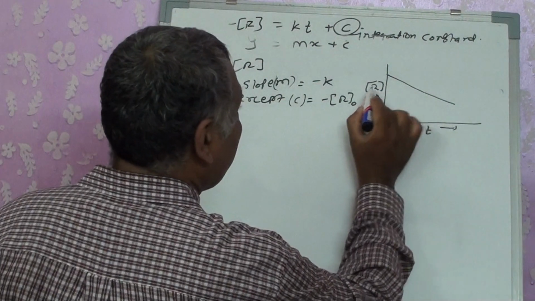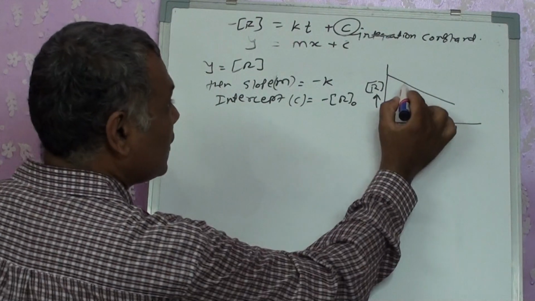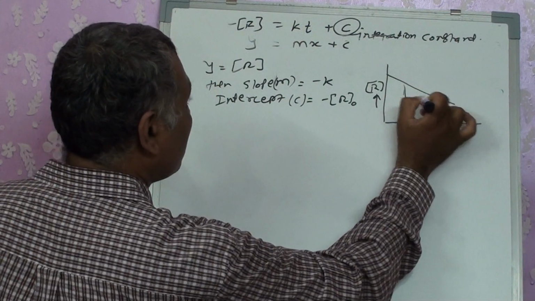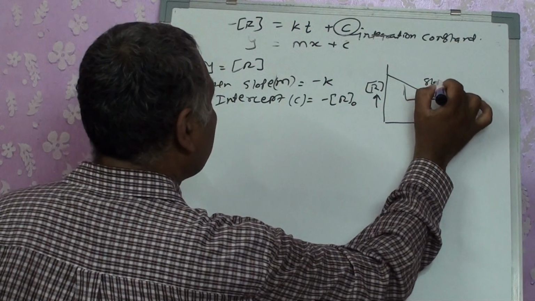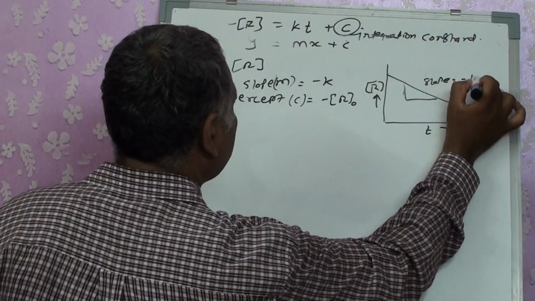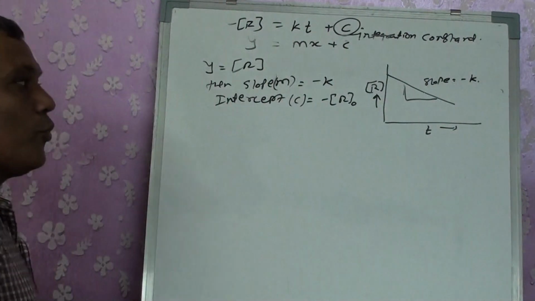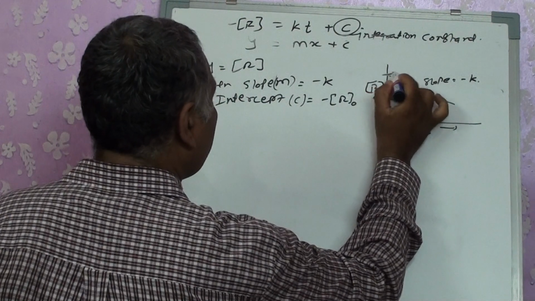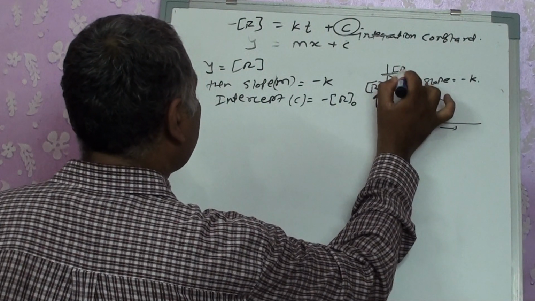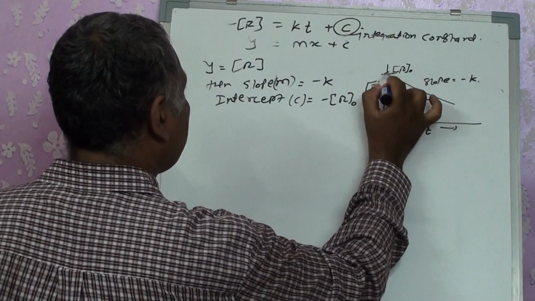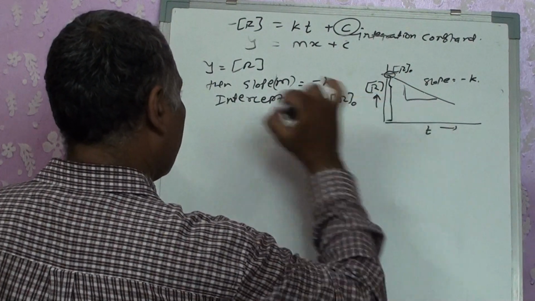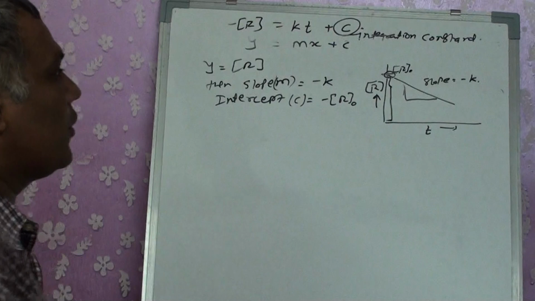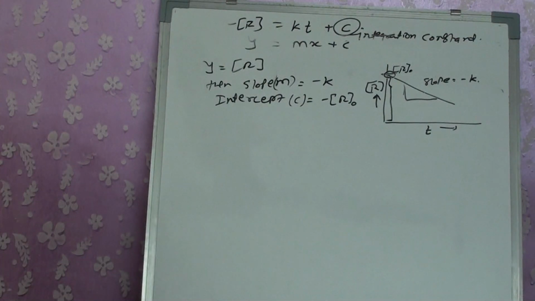So make sure that this is the concentration of R against t, you are getting the slope, and the slope is minus k. The slope you are going to get as minus k. The intercept you are going to get as R naught. You can say that this factor is an intercept, you are getting it as R naught.